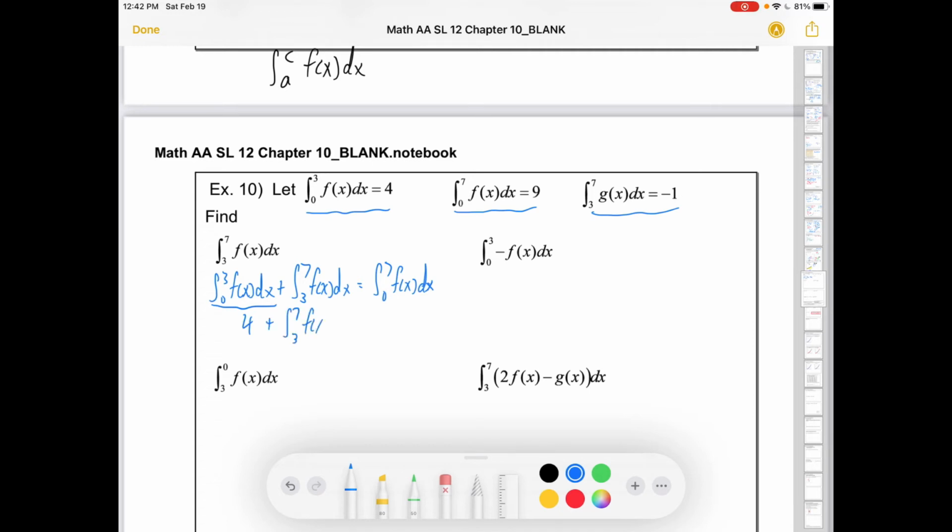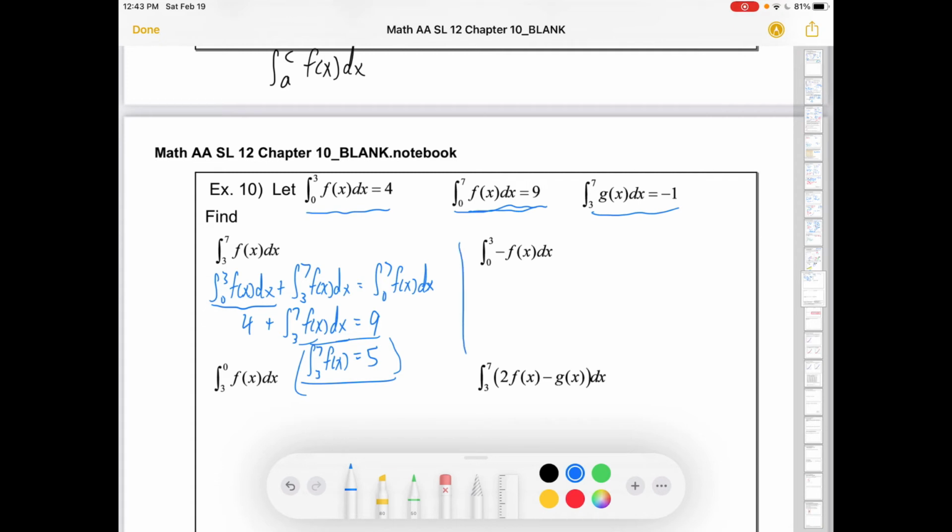This is what we're looking for. And from 0 to 7, well, that's just the number 9. So in the end, the integral from 3 to 7 has to be 5, because 4 plus 5 makes 9. That's essentially what it is. 4 plus 5 makes 9, therefore the answer is 5. If you want to do it with less work, absolutely, be my guest.